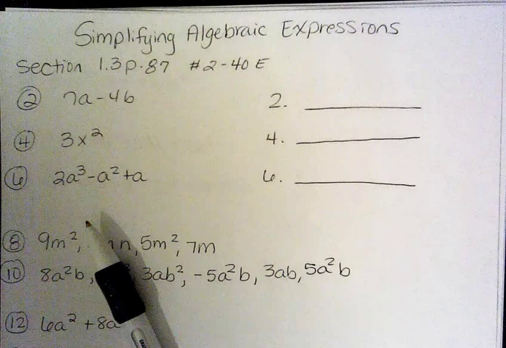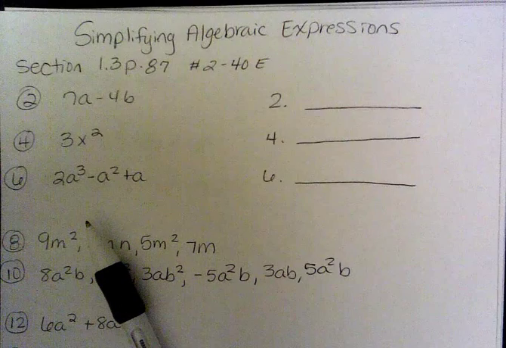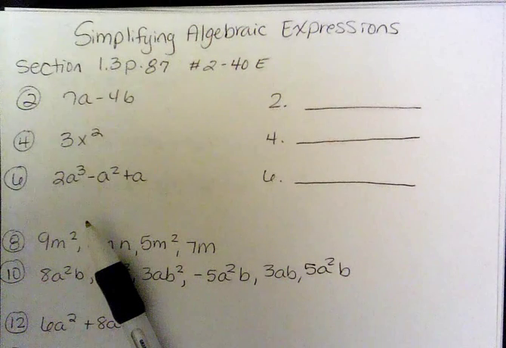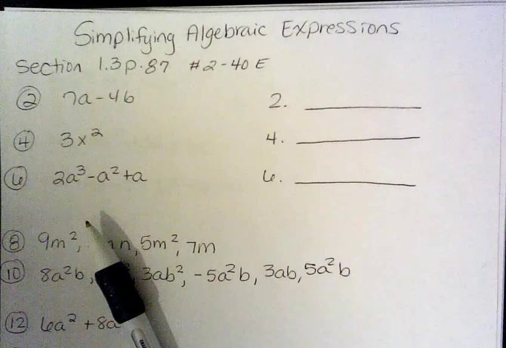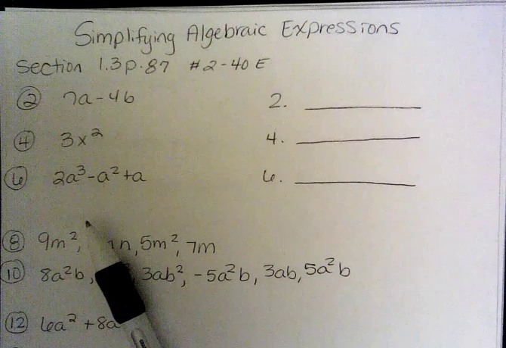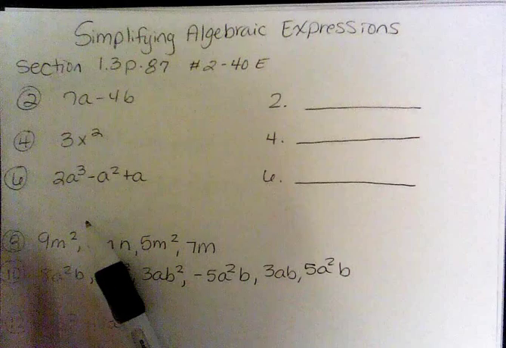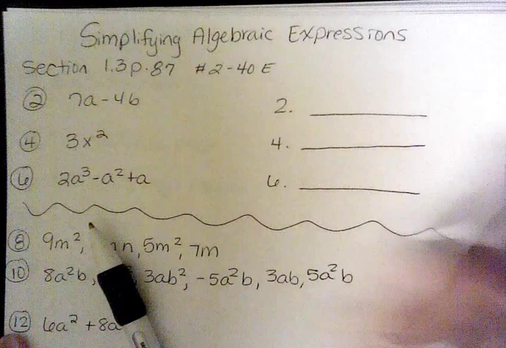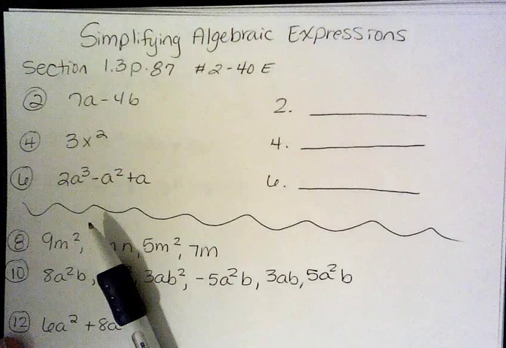In this lesson, we are going to learn about simplifying algebraic expressions. This is section 1.3 on page 87 of your textbooks, and we're going to work problem numbers 2 through 40 even. The first set of directions are going to cover problem numbers 2 through 6 here, and the direction set says to list the terms of each expression.